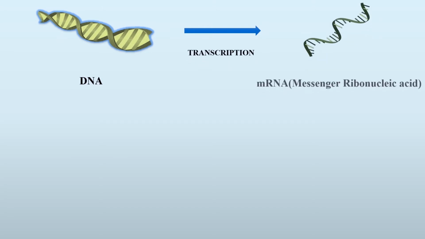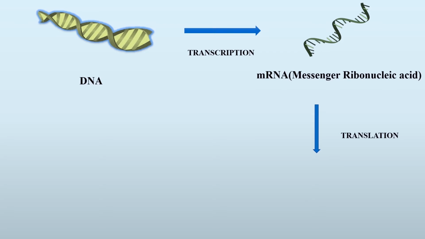DNA is transcribed into mRNA and in turn is translated into a protein. Genes contain instructions to make specific proteins. The genes carry the physical traits from the parents to the offspring.